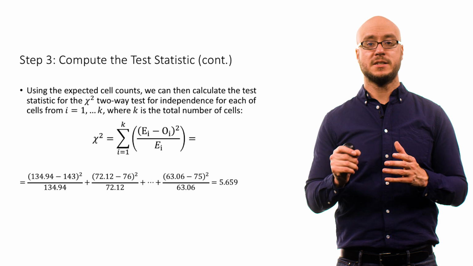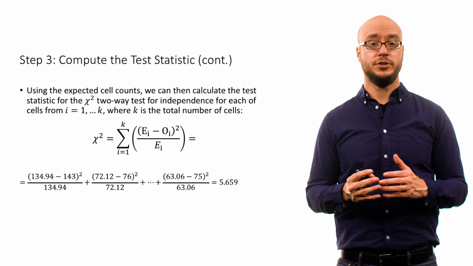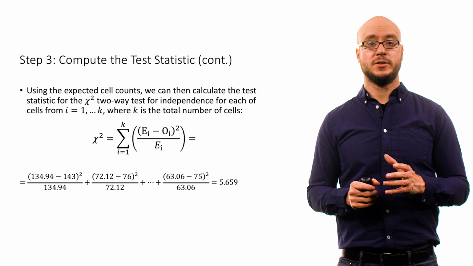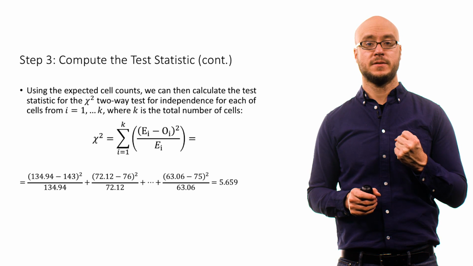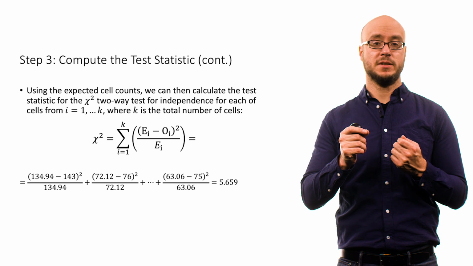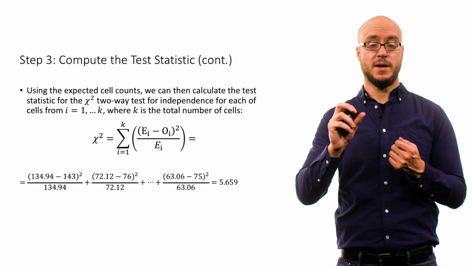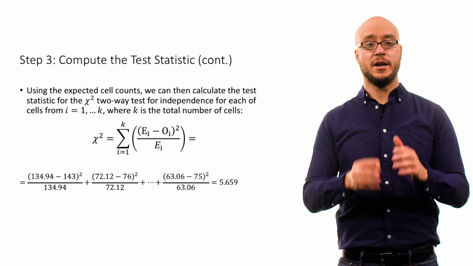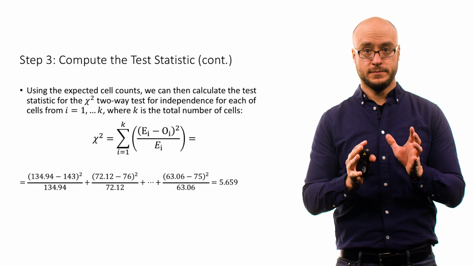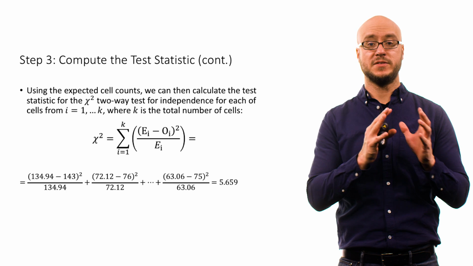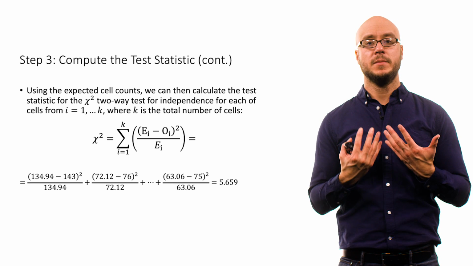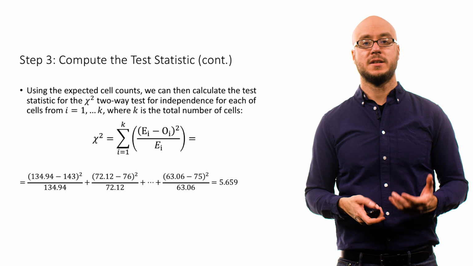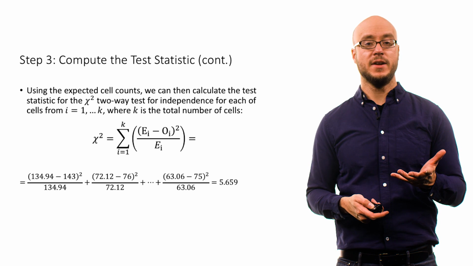We can calculate this by hand, and I strongly encourage you to do so. All you're doing is taking the expected cell counts minus the observed cell counts, squaring it so it's positive, and dividing by the expected cell counts. You're doing that for each cell, so you're going to do this 6 times. You're going to have 6 terms. When you add all this up, you get this chi-square test statistic of 5.659.